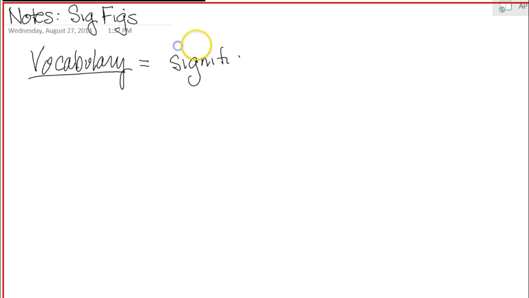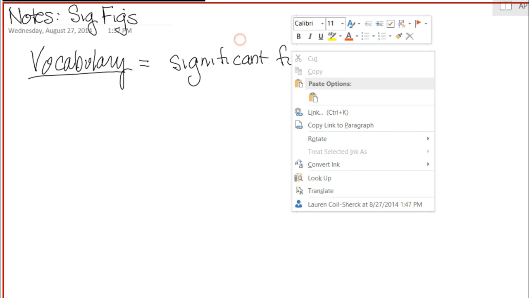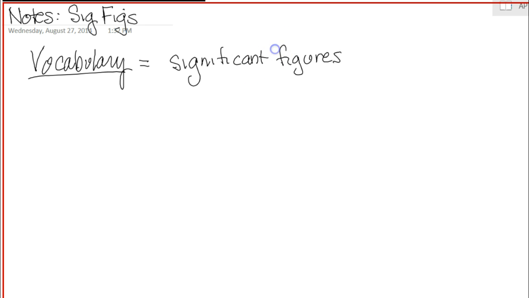Chapter 1.4 in your text, this concept is significant figures and calculations. So if you're filling out your VCEE as you listen to or watch this, let's talk first about vocabulary. First vocabulary term, obviously, is going to be significant figures. Significant figures are digits that help us understand the precision of a measurement.